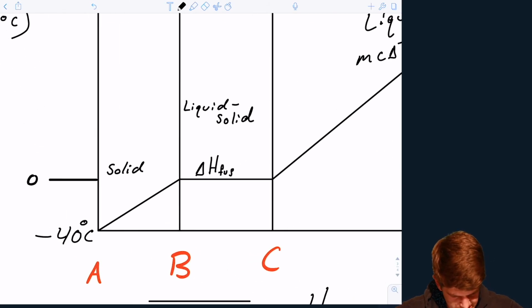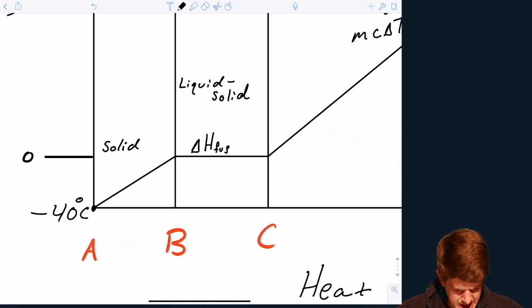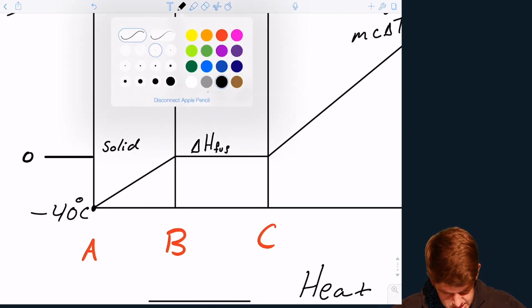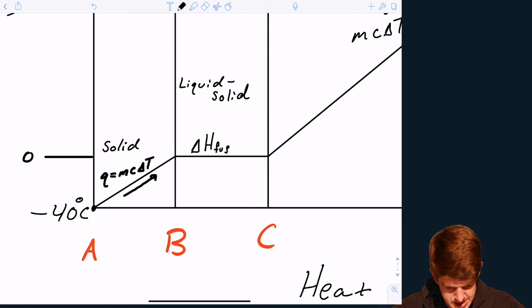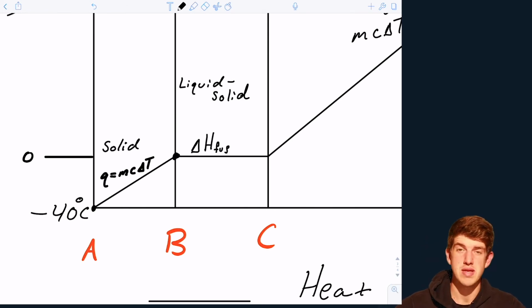At this point here, let's say this is point A, it's at -40 degrees, and this is for water. Well, at this low temperature point, it's existing as a solid, no real issue there. But I can start to add heat to this, and the formula would just be the heat added has to be equal to MC delta T. As I increase the temperature by adding heat, I can get to 0 degrees Celsius, the melting temperature.